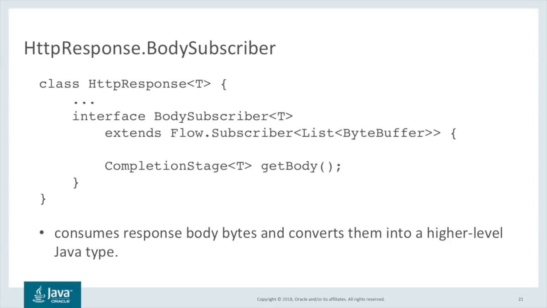BodySubscriber is a Flow.Subscriber of a List of ByteBuffers. The byte buffers contain the response body bytes. BodySubscriber adds a single abstract method, getBody, that returns a CompletionStage that completes with the higher level type that the body subscriber implementation will convert the response body bytes into. The BodySubscribers class contains only static factory methods, and these methods are factories for creating body subscribers that can be used for most common use cases, like converting the response body into a byte array or string, or streaming it to a file or an input stream.